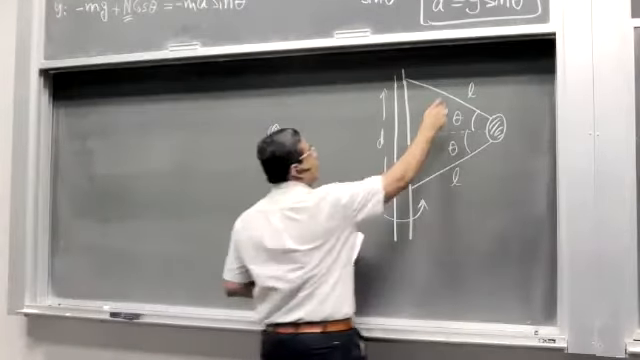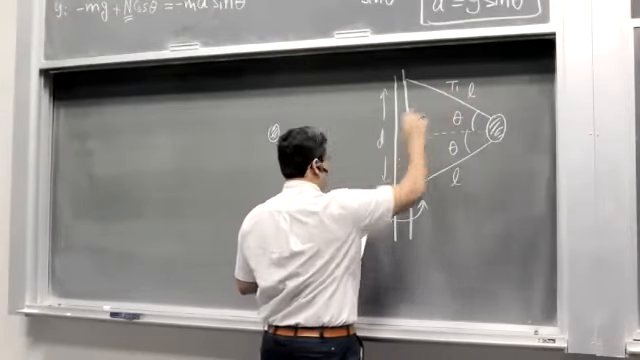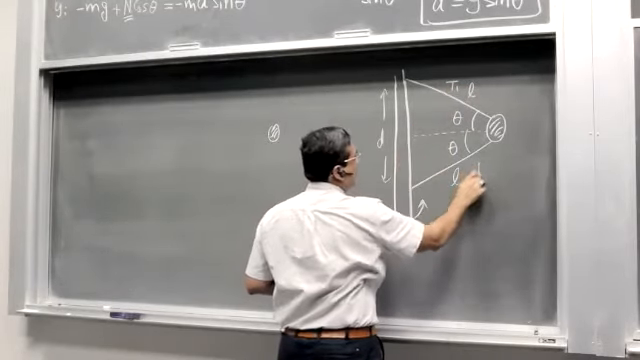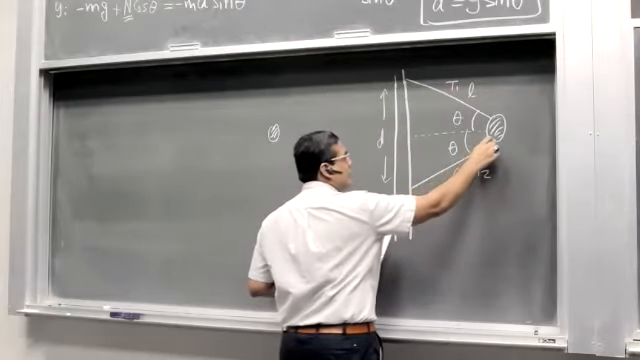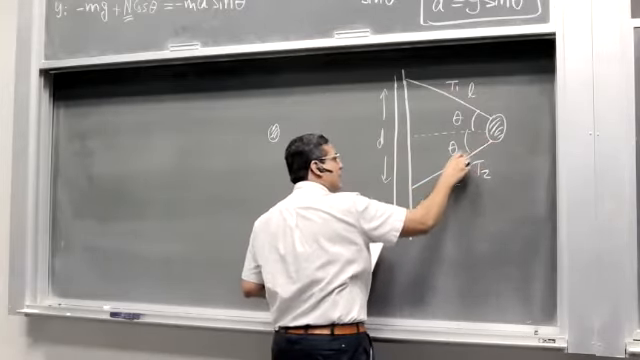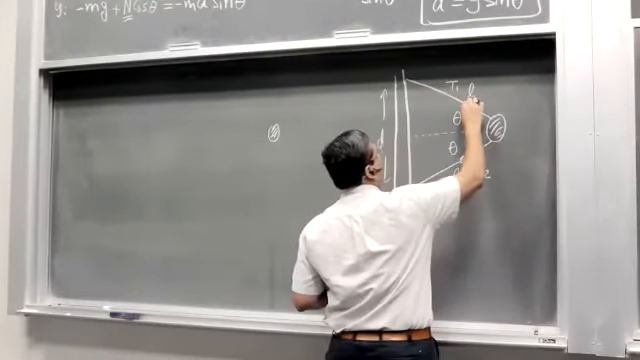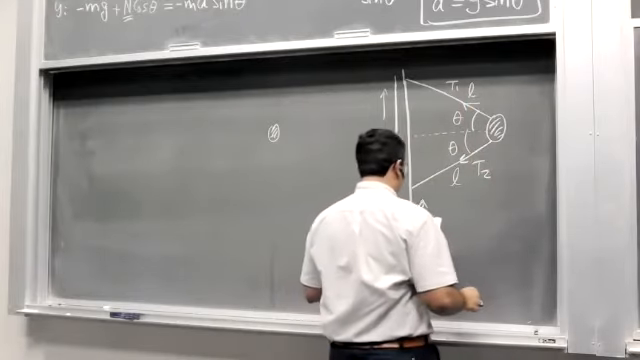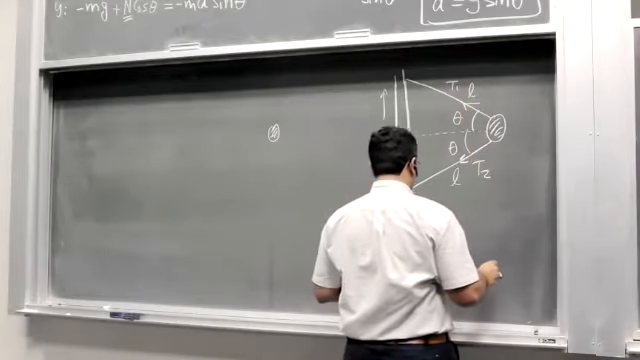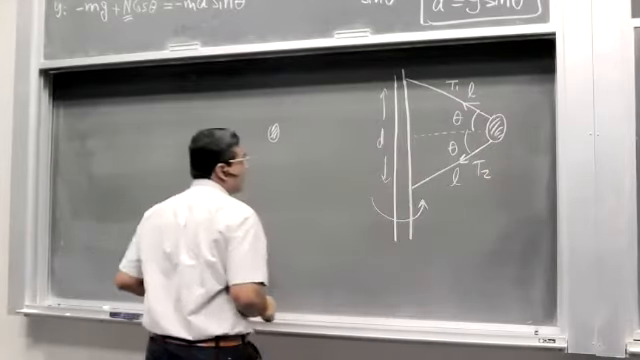Now there would be tension T1 in this string. And there would be tension T2 in this string. So this would be acting this direction, and T1 would be acting in this direction. And then of course there is the weight. So let's try to write all the forces.